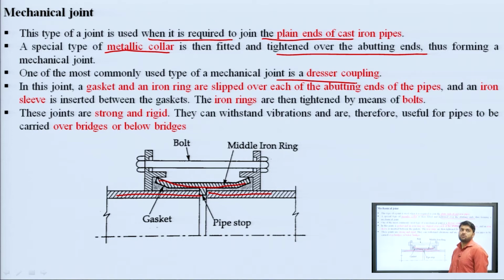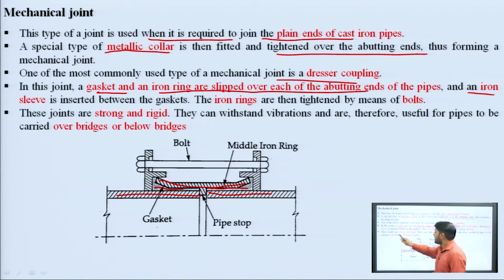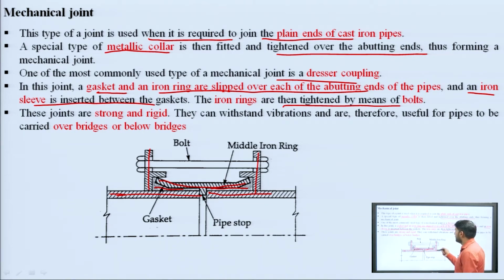So, dresser coupling is the most common joint. A gasket and an iron ring are slipped over each of the abutting ends. Basically, this is a gasket, and above the gasket an iron ring is placed, and an iron sleeve is inserted in between the gasket. The iron rings are then tightened by means of nuts and bolts. So, basically the iron ring is placed above the pipe and then it is tightened with the help of nuts and bolts.